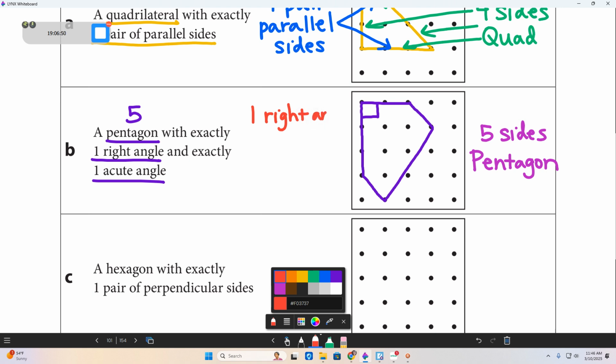And I'm going to draw an arrow to it. Here's my one right angle. And it has one acute angle, which is right here. And all of the other angles are obtuse. Obtuse, obtuse, obtuse. So that was the key, is trying to make all the other angles obtuse. So that way there's one right and one acute.